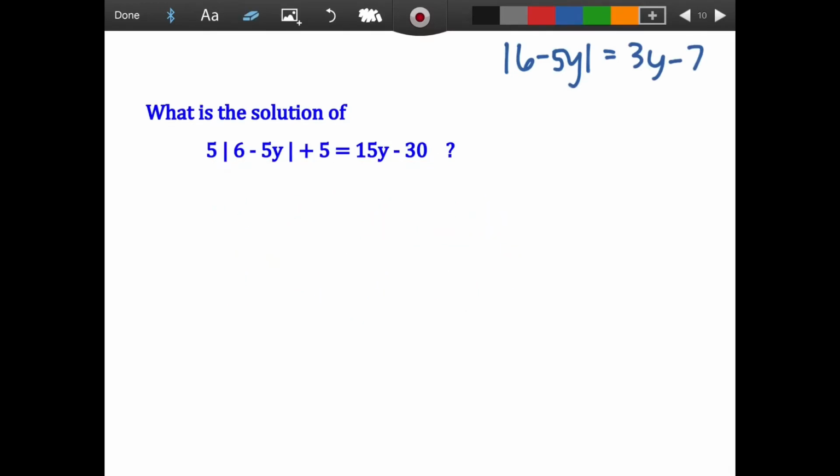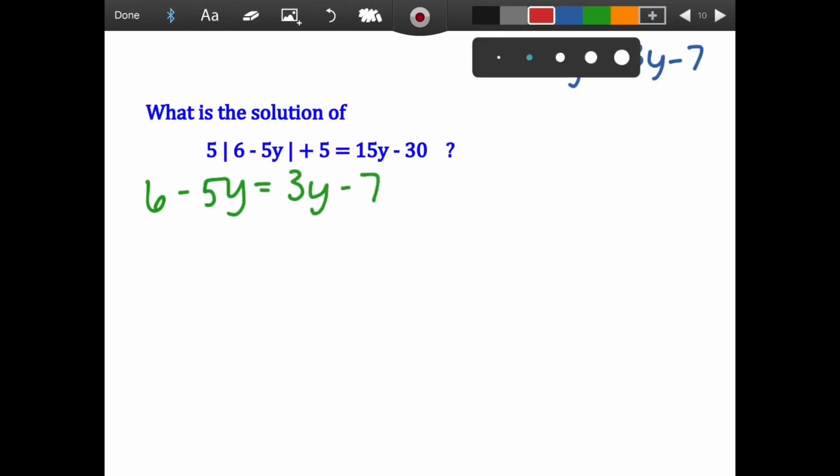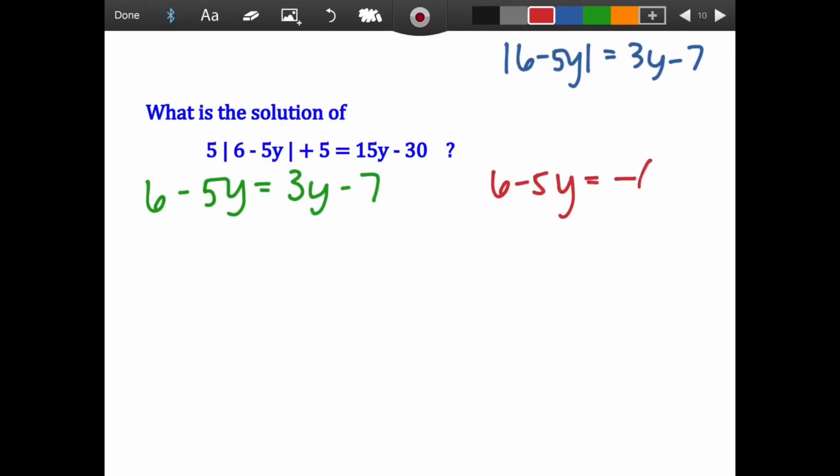So now once you have the absolute value isolated, we have to create two equations. The first is exactly the same. 6 - 5y = 3y - 7. The other, 6 - 5y equals, now we have to multiply everything by -1. So -(3y - 7).